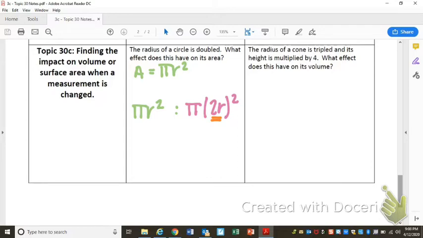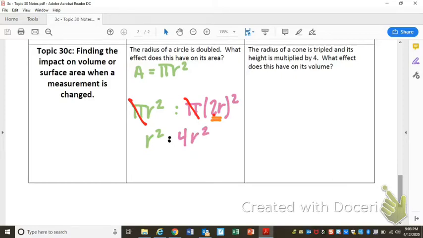Okay, so now I want you to cross out anything that is exactly the same. So we have pi's on both sides that are exactly the same. We have an r squared, but then we have a 2r, which is squared. So those aren't exactly the same. We're going to keep those for now. So this is going to stay r squared. And then we have our ratio. We're going to distribute that squared because we're trying to make it look exactly the same on both sides. So this is going to be 2 squared, which is 4, and then r squared.